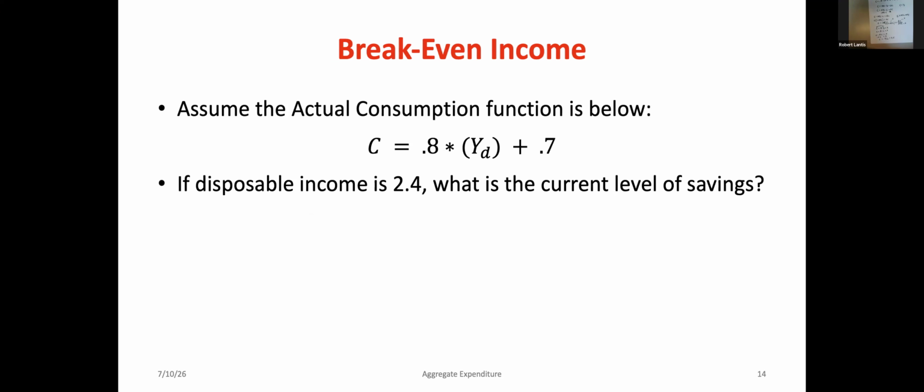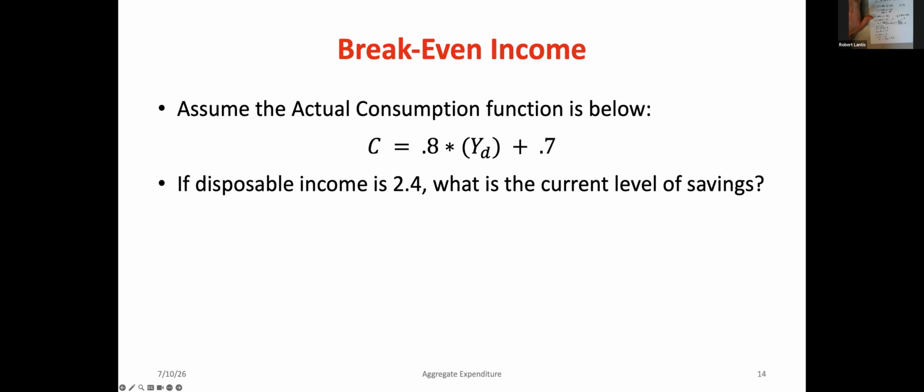What if instead I had disposable income? What would my current level of savings be? Right. So if I know my disposable income is 2.4, how much would my savings be? So here I can do something a little bit different, right? Because I'm not looking for the break-even point. So I've got the same setup, but I'm told my disposable income is 2.4. Now we just said the break-even point is 3.5.